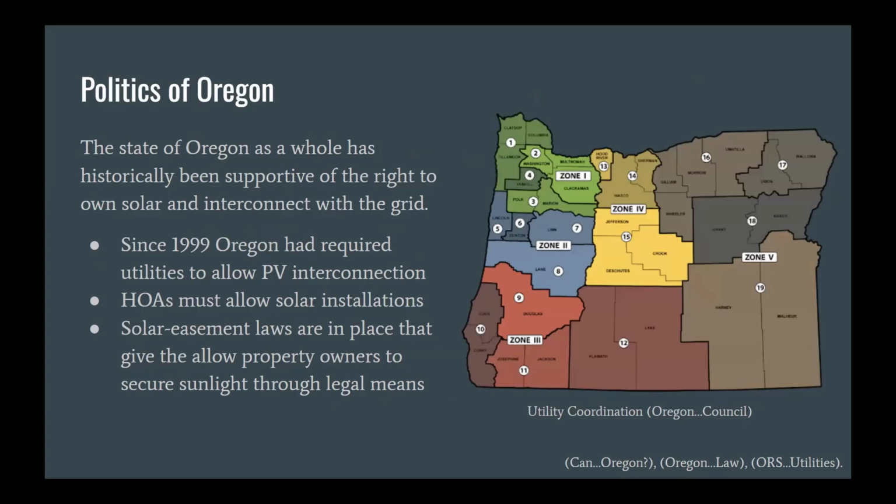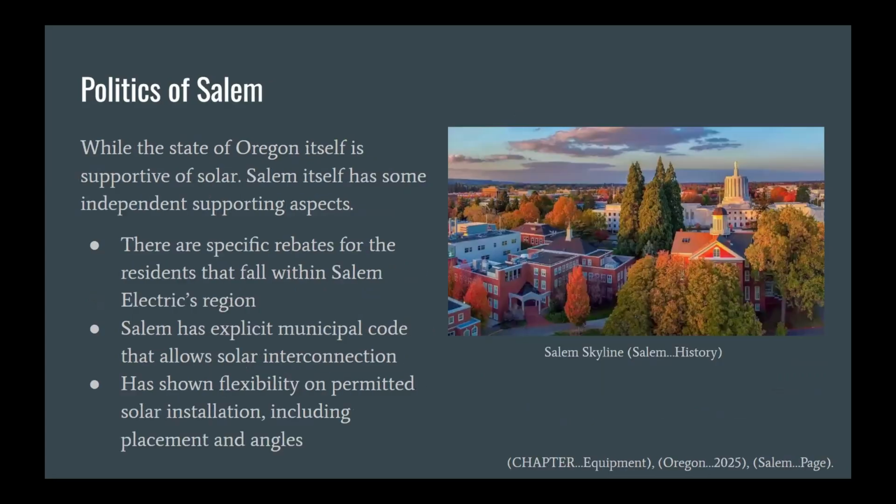Now, there can be tricky things around this, such as them requiring certain things on the solar panels or certain aesthetics, but they cannot restrict it as a whole. Solar easement laws are also in place that allow the property owner to secure sunlight through legal means. Solar easements are basically rights to your property to have sunlight on them. So a hotel developer can't come in and build a 5-story building preventing you from getting any sunlight to your solar panels, because that would ultimately discourage people from building them in the first place.